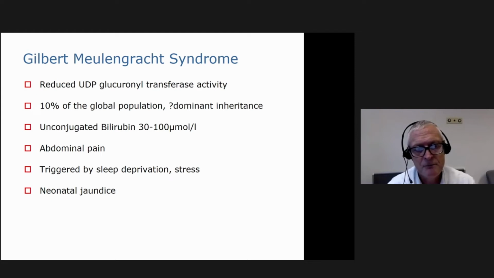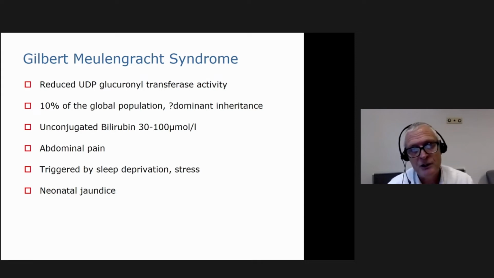As a reminder, it's a reduced UDP glucuronosyltransferase activity. It is very common, 10% of the global population. Bilirubin very rarely goes towards 100 micromole per liter. Abdominal pain is common. There's a strong family history. It's usually a dominant trait. It can be in older children or young adults. It's triggered by stress and sleep deprivation.